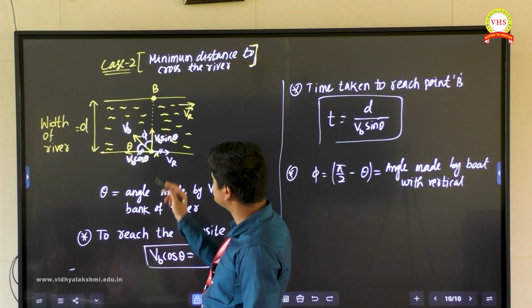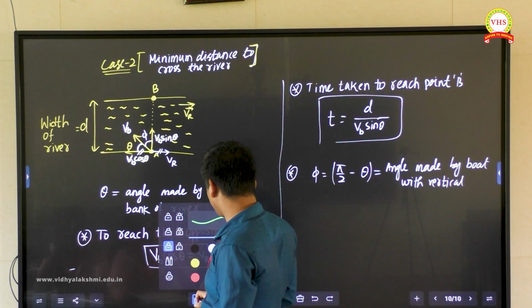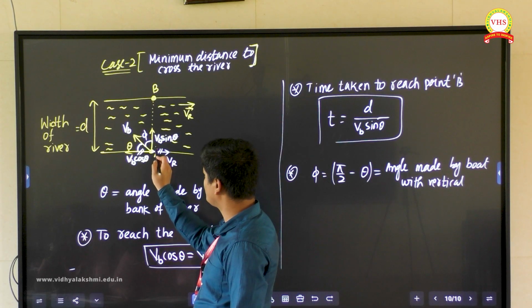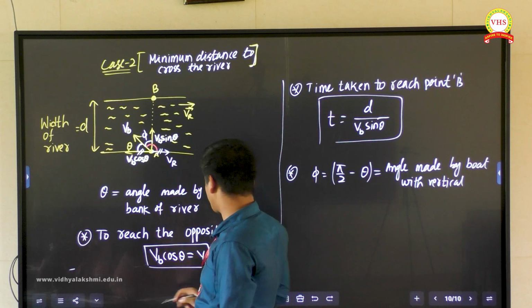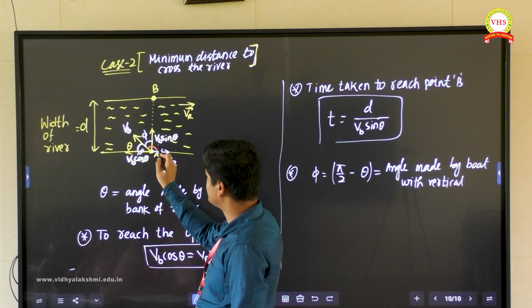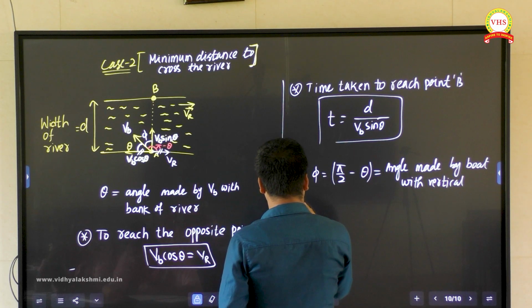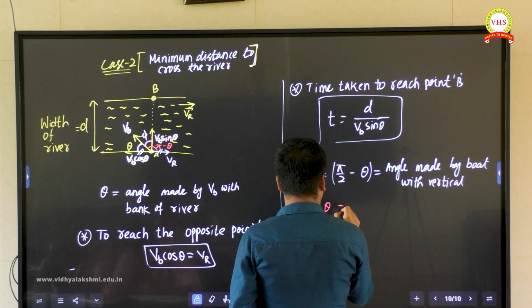And next, if this angle I will check in a different color, try to understand. Red color I am giving, here to here, red color angle. Okay, try to understand this angle carefully. This angle will be pi minus theta. So what is the pi minus theta here? Red color angle, pi minus theta.